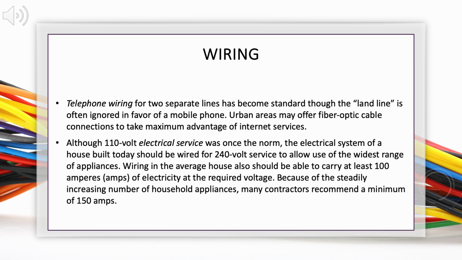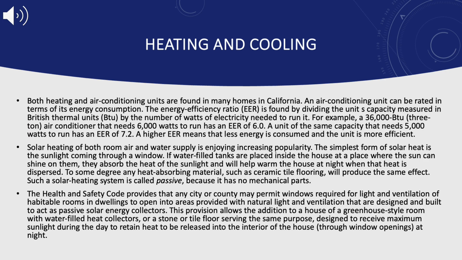Wiring in the average house also should be able to carry at least 100 amps of electricity at the required voltage. Because of the steadily increasing number of household appliances, many contractors recommend a minimum of 150 amps. Heating and cooling. Both heating and air conditioning units are found in many homes in California.